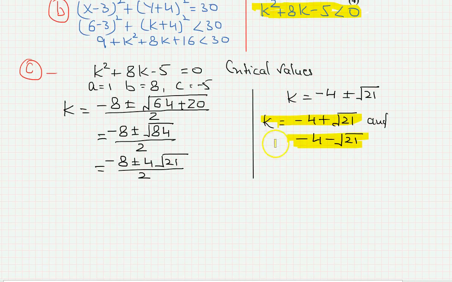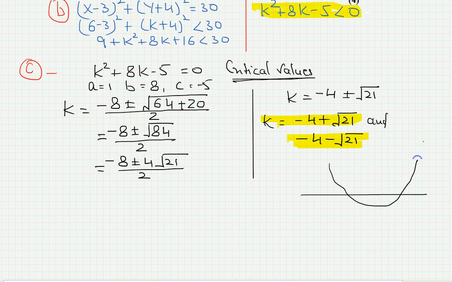These are not the exact values, these are the critical values of k. So k is this and k is this. So let's assume this is minus 4 minus root 21 and this one is minus 4 plus root 21.